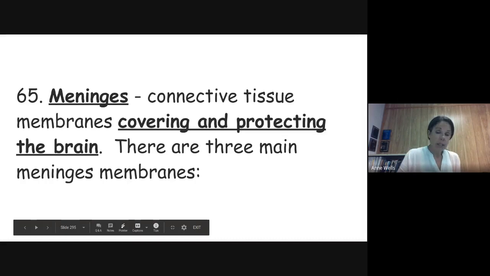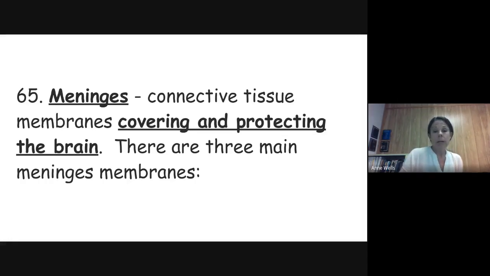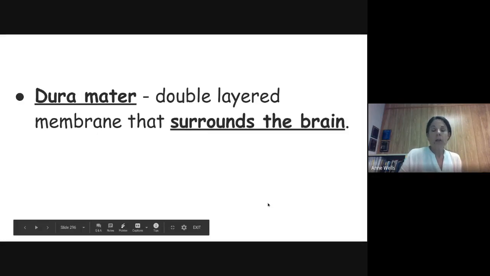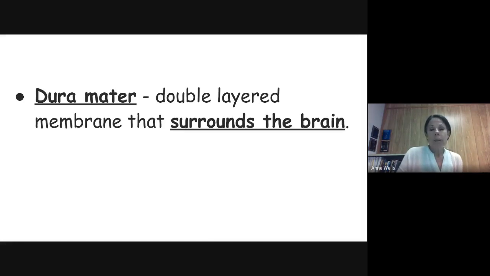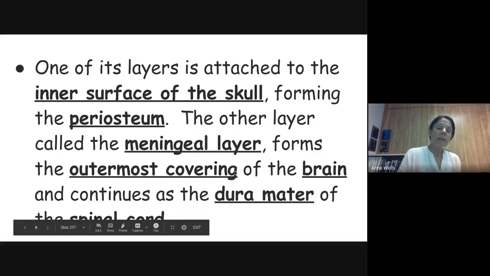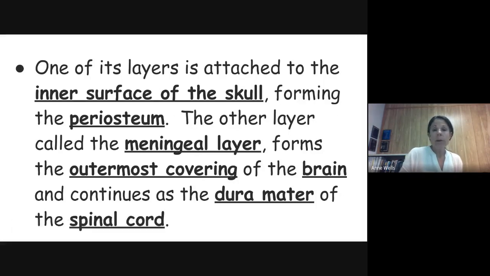Number 65, the meninges. This is connective tissue membranes covering and protecting the brain. There are three main types of meninges membranes. So first of all, we have the dura mater. It's a double-layered membrane that surrounds the brain. One of its layers is attached to the inner surface of the skull, forming what's called the periosteum. The other layer, called the meningeal layer, forms the outermost covering of the brain and continues as the dura mater of the spinal cord.